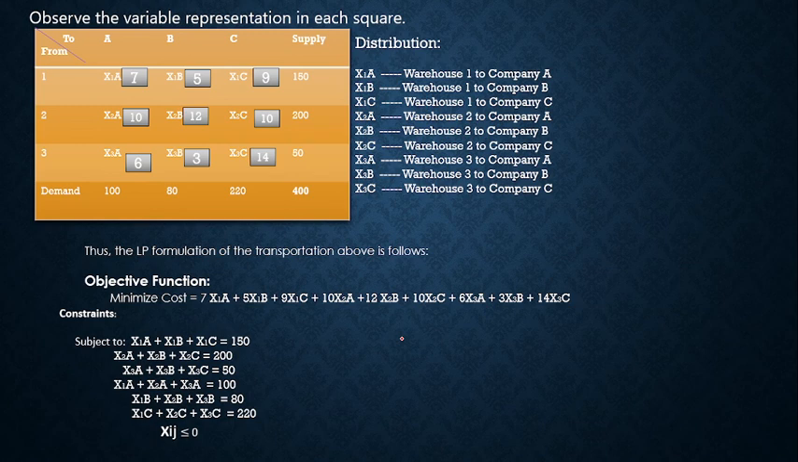So class, take note. This is the sources. These are the sources, and these are the destinations.